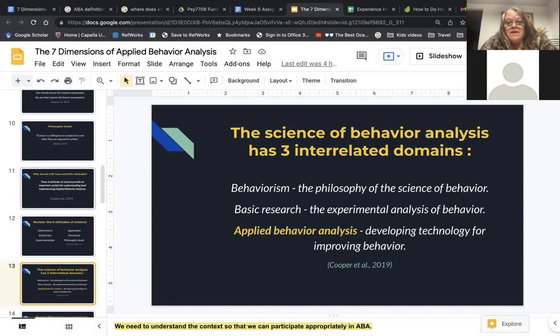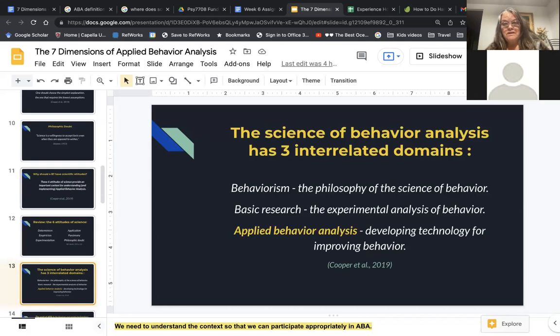So the science of behavior analysis has 3 interrelated domains, and it's important to kind of have the big picture. We're going to zoom back and see what's the big picture before we zoom in and look at behavior analysis. So behaviorism is the philosophy of the science of behavior. What we've been talking about up to this point is behaviorism. It's that philosophy that behavior is predictable and we can learn from it.